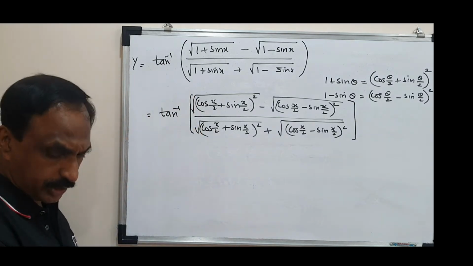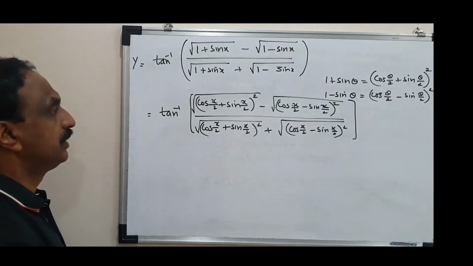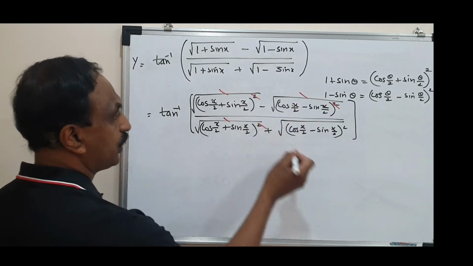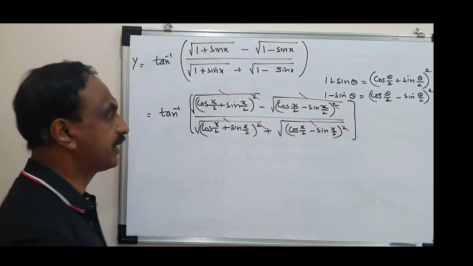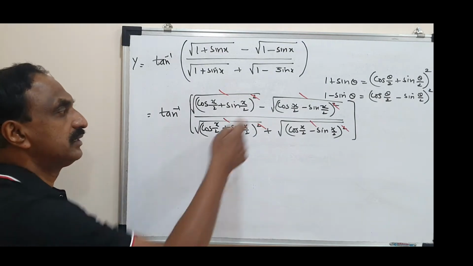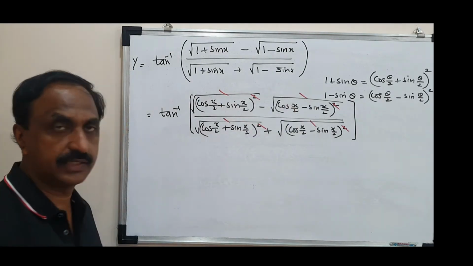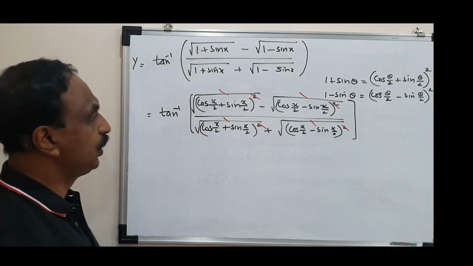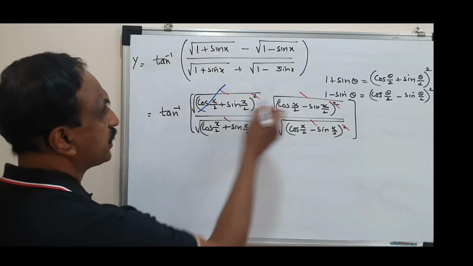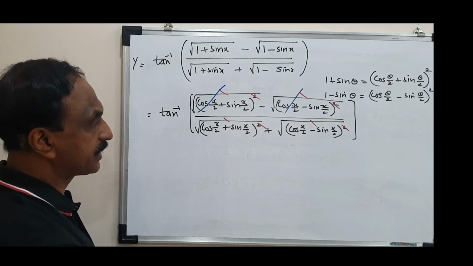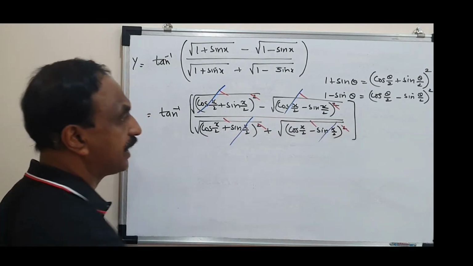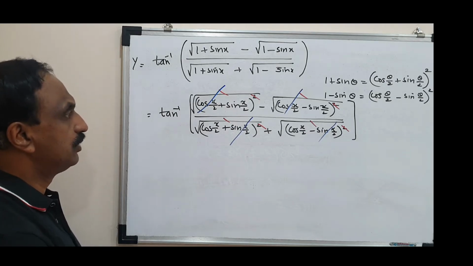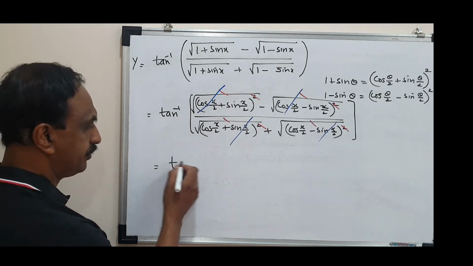Now the square root and square will get cancelled. We are assuming that these are all positive numbers. That's why we can cancel square root and square. Otherwise we cannot. Then after that you will notice that this cos x by 2 and this cos x by 2 will get cancelled. This sin x by 2 and this sin x by 2 will get cancelled. So you are left with only tan inverse.